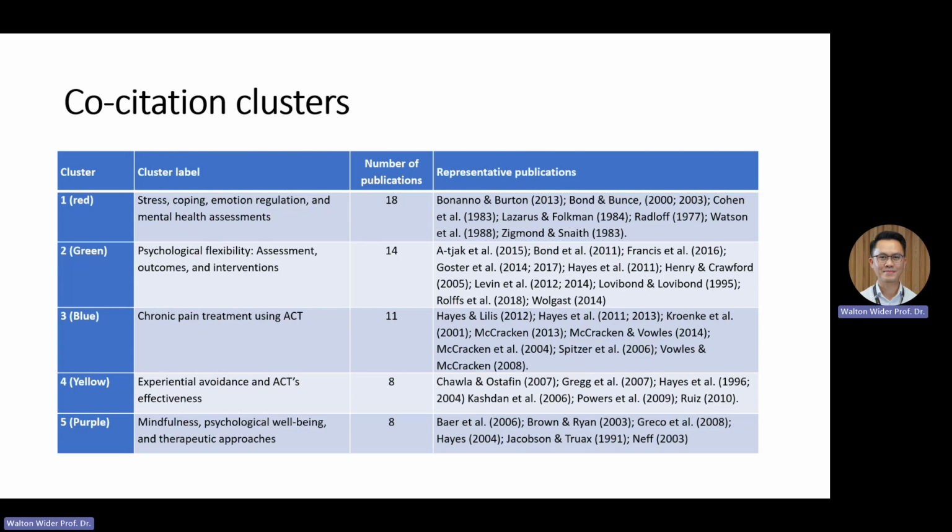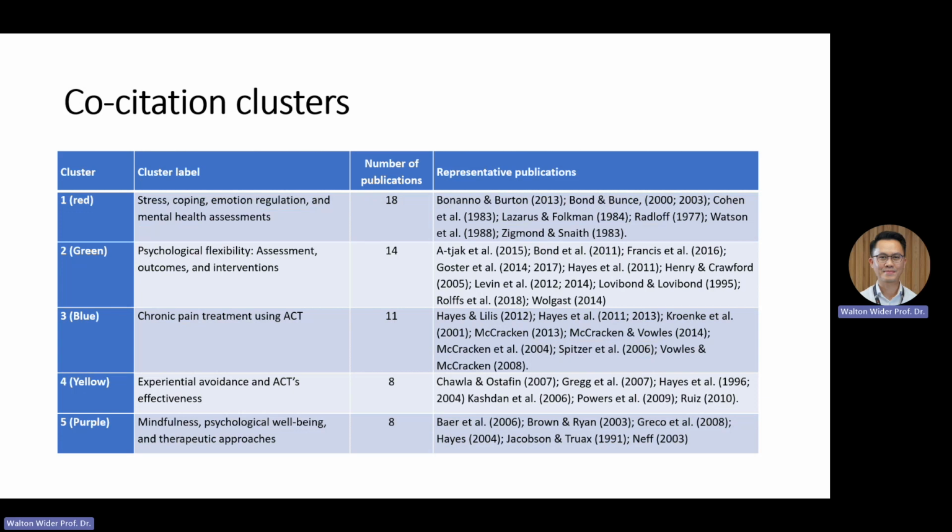And of course, the third one contains 11 publications that focus on ACT and chronic pain management. It features work again by Hayes and others on ACT's contextual approach to psychological flexibility, with studies by McCracken and others on chronic pain acceptance and the applications of the psychological flexibility model to chronic pain management.